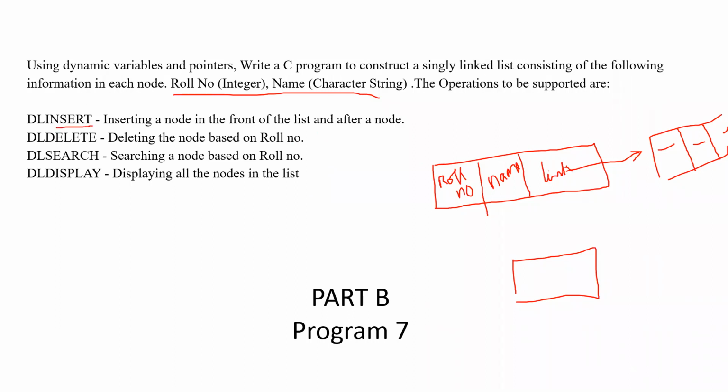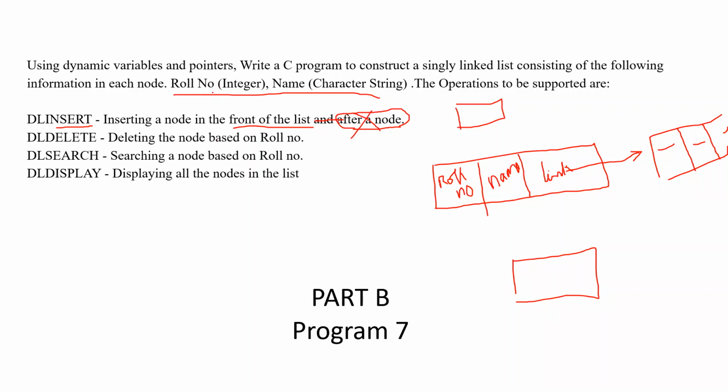So the first one is insertion of a node in front of the list, at the beginning of the list, and after a node. I'm making this program a little easier by removing this 'after a node' and only doing it at the front of the list, so that you need not use current pointer and previous pointer. At the beginning means we will just update the head pointer. Listen here, so the coding will be less. For BSc students also, this part is not there, after a node.